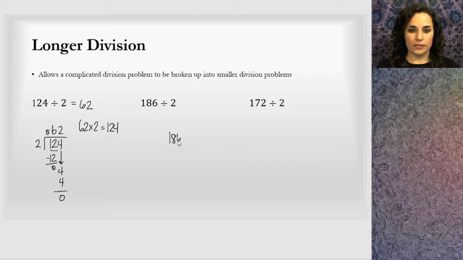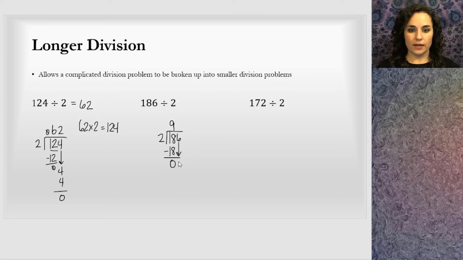It says 186 divided by 2. Well, I know 186 is an even number, and so it should evenly divide by 2. How many times does 2 go into 1? It doesn't. So I'm going to move over and consider the first 2 numbers. How many times does 2 go into 18? Well, it takes 9 2's in order to make 18, or 2 9's. I multiply 9 times 2. I get 18, and I subtract that, and I have nothing left over.